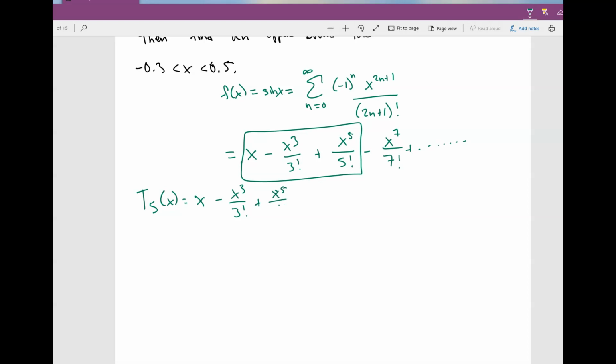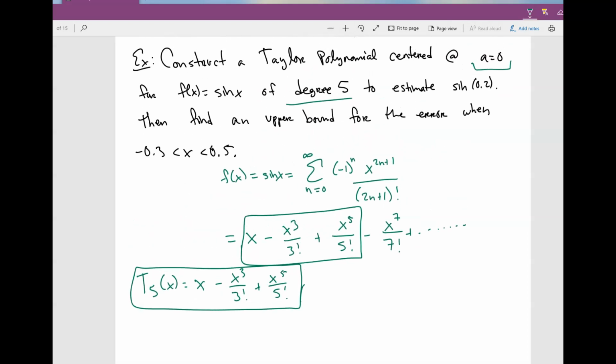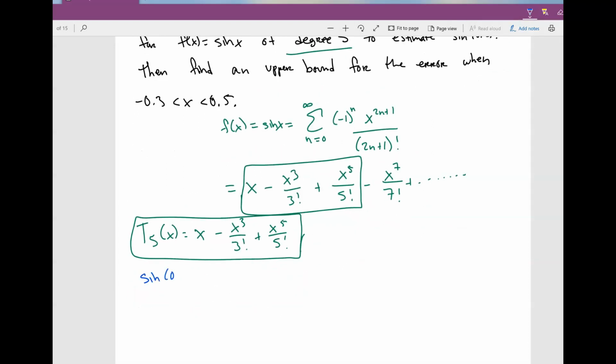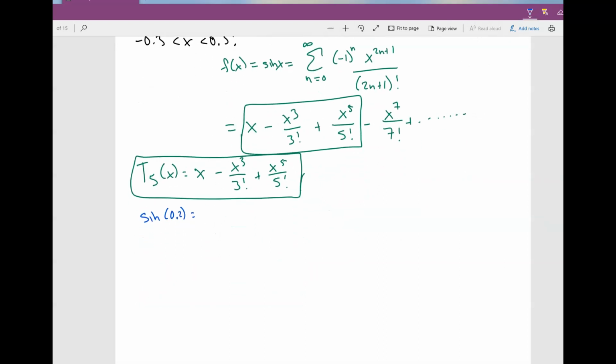plus x to the 5th power over 5 factorial. Okay, so this looks kind of ugly. So that's going to be my degree 5 polynomial. Now we want to estimate sine of 0.2. I can't quite do this in my head, so I'm going to plug 0.2 into this polynomial. So sine of 0.2 is approximately equal to T5 of 0.2, which is 0.2 minus 0.2 cubed over 3 factorial plus 0.2 to the 5th power over 5 factorial.